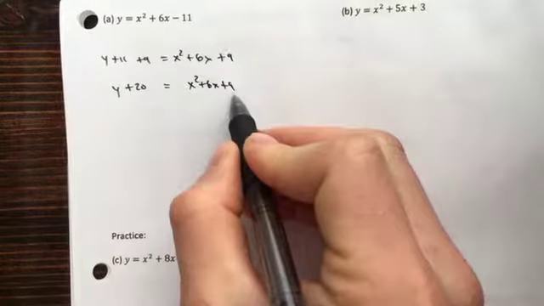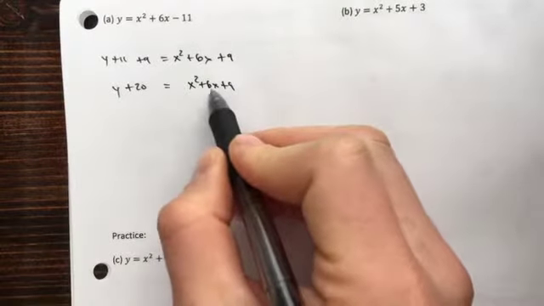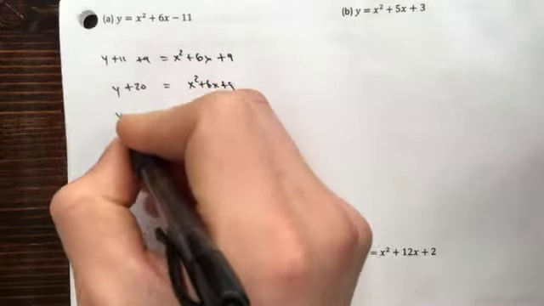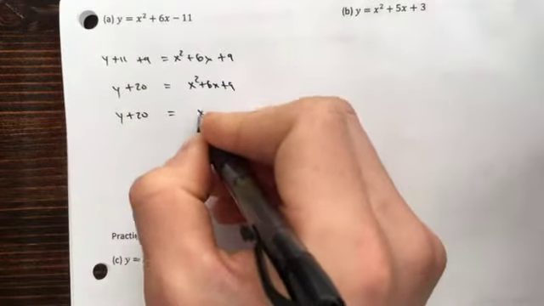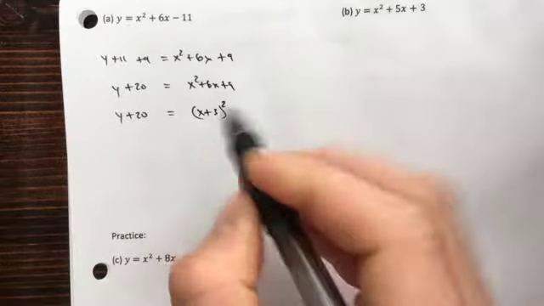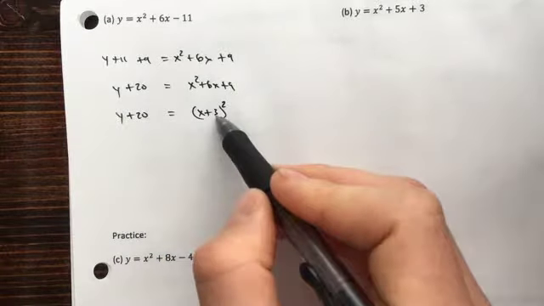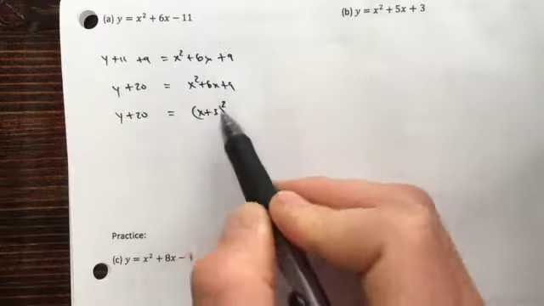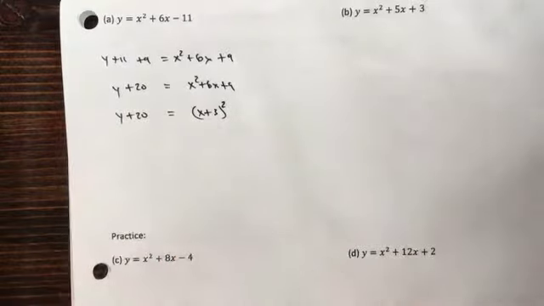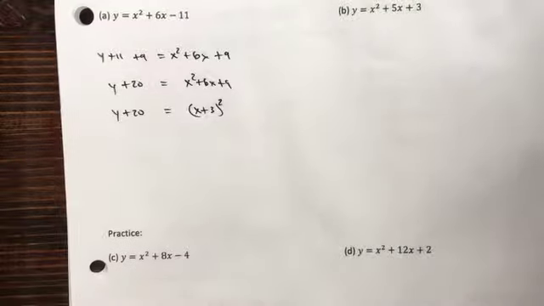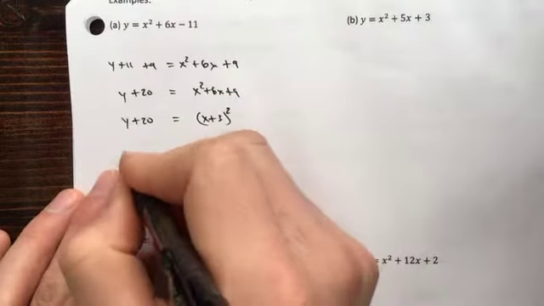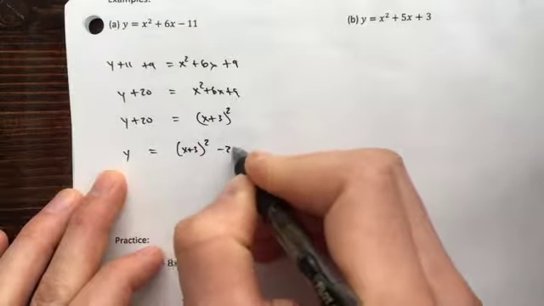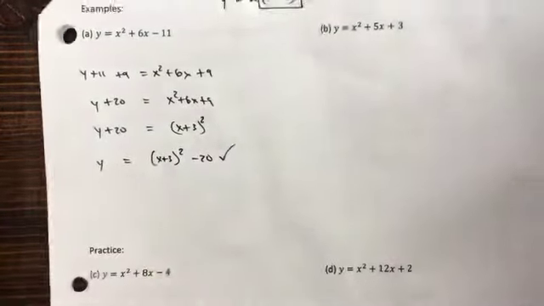Now this is a perfect square trinomial because we divided that by 2, squared it, and added. So we know that makes a square. y plus 20 equals x plus 3 squared, right? Going back to factoring, really what we're looking for is two numbers that multiply to 9 and add to 6. But that's 3 and 3, which is why it factors to x plus 3 times x plus 3, or x plus 3 squared. Now we can just subtract 20 and say y equals x plus 3 squared minus 20. We're now in vertex form.